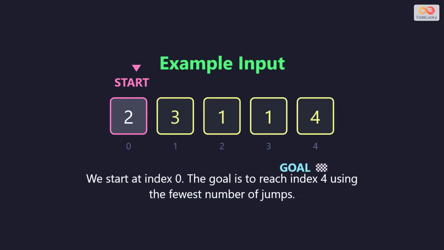Let's look at an example. We have an array with values 2, 3, 1, 1, and 4. We start at index 0. Our target is the last index, which is index 4. We need to figure out the path that gets us there with the minimal jump count.